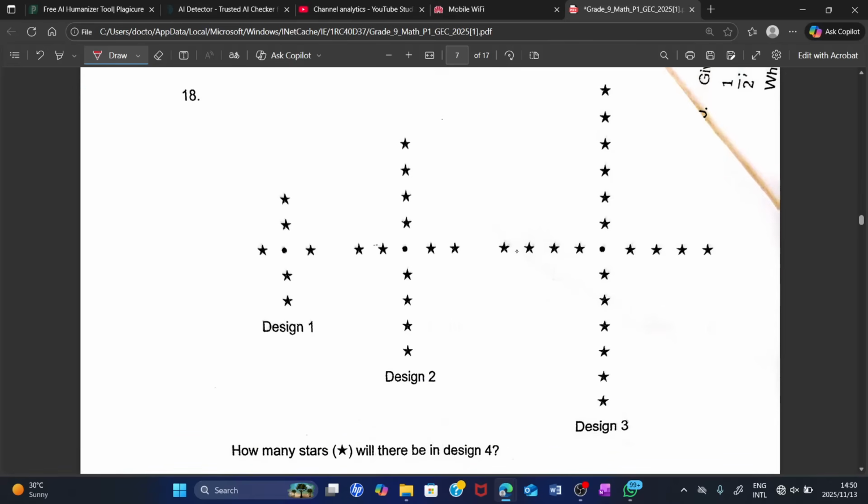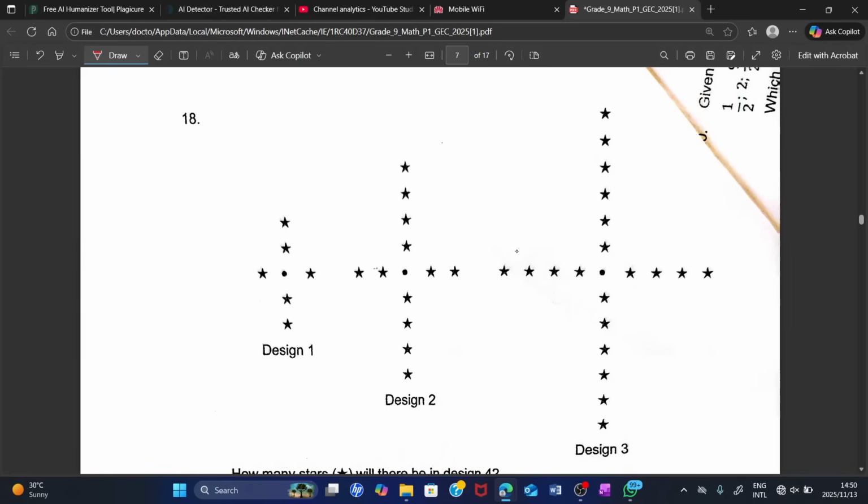Right, now we're going to have a question with a lot of stars. Let's check the first one. It's 1, 2, 3, 4, 5, 6. The first one is 6. The next one, 1, 2, 3, 4, 5, 6, 7, 8, 9, 10, 11, 12. So the next stars, you can see that it's 12.